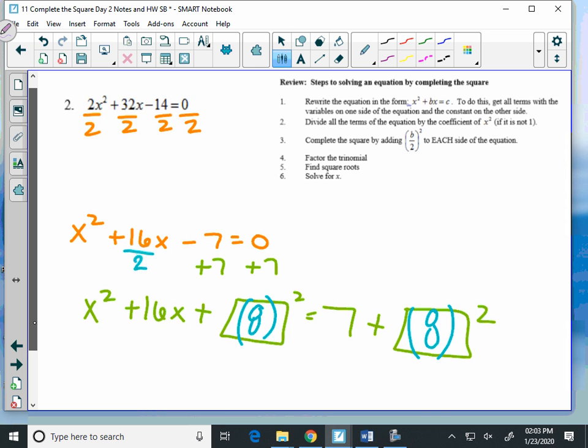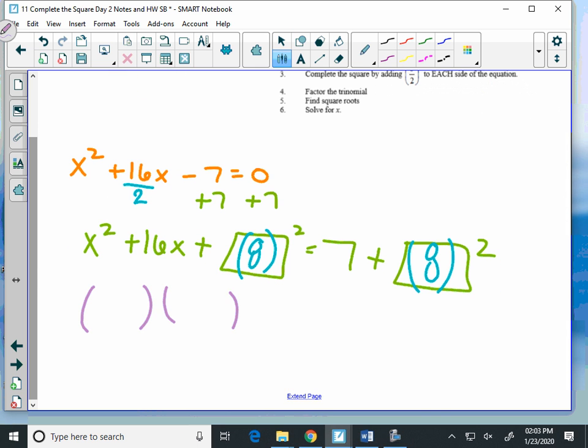And then factor. We can kind of cheat when we factor. How are we going to fill in our parentheses? X plus 8 in both. There's 2 x's here, so they separate. There's 2 8's, so they separate. So we get x plus 8 and x plus 8. Equals, what do we get when we do 7 plus 8 squared in our calculator? 71? Condense this down. How could we rewrite x plus 8 times x plus 8?